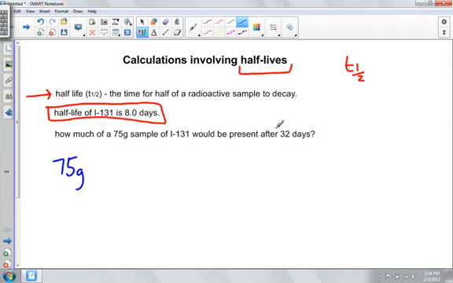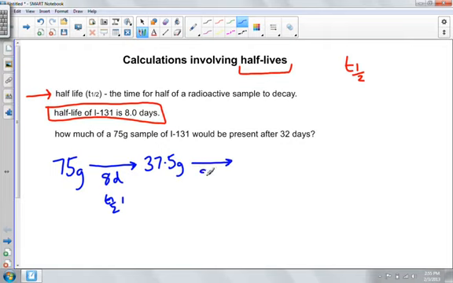So after 8 days, I'm going to put an arrow here for each 8-day period. 8D for 8 days. We're going to call this half-life number 1. Now, the half-life means your sample decays down by half. So after 8 days, half of the 75 grams will be gone. Now half of 75 is 37.5. So that's how much iodine will be left after 8 days.